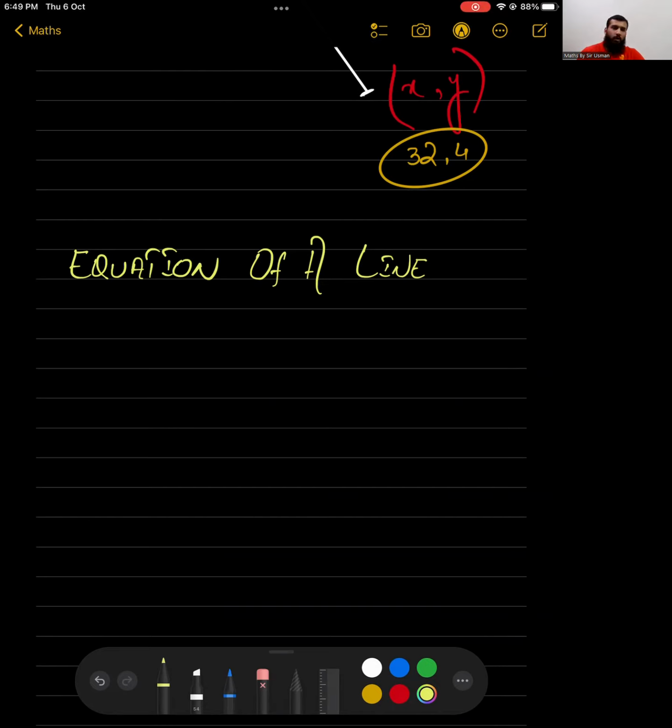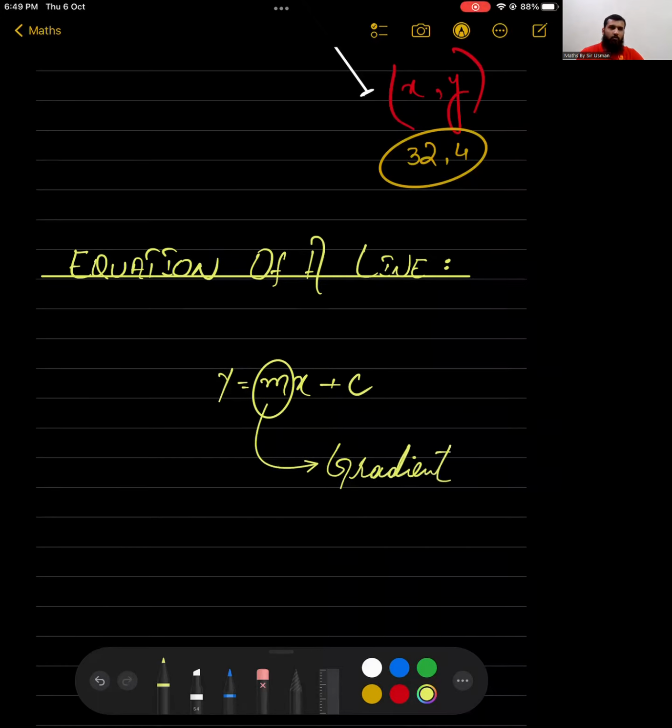Very good. So it's y is equals to mx plus c. Perfect. अब मुझे कोई ये बता सकता है कि यहाँ पे m किस चीज को रिप्रेजेंट कर रहा है? What is being represented by this m? Gradient. Very good. And what is being represented by c? c से क्या represent हो रहा है? It's y-intercept. Very good.